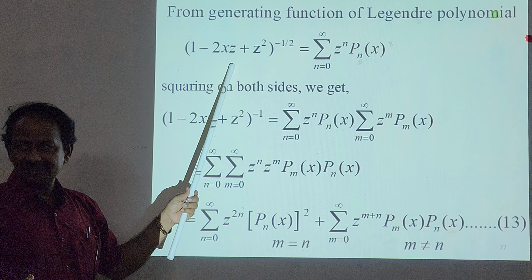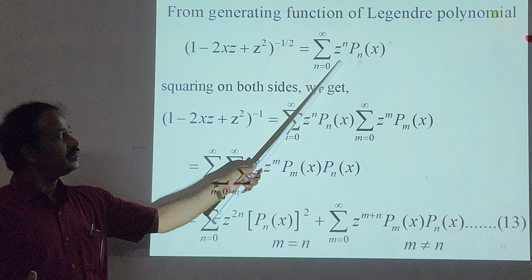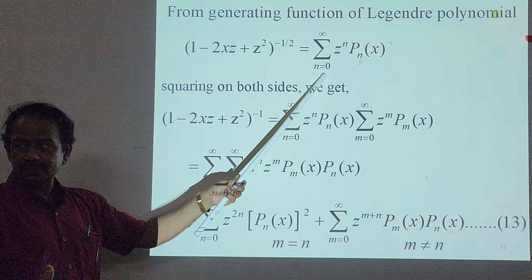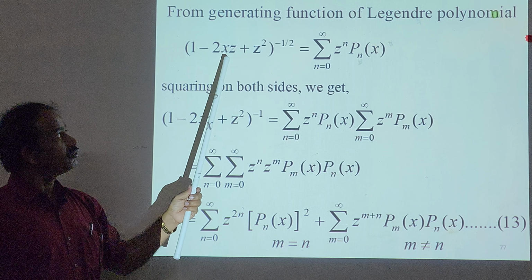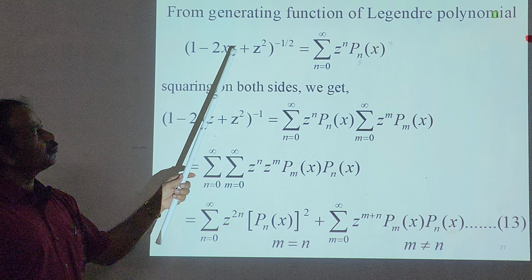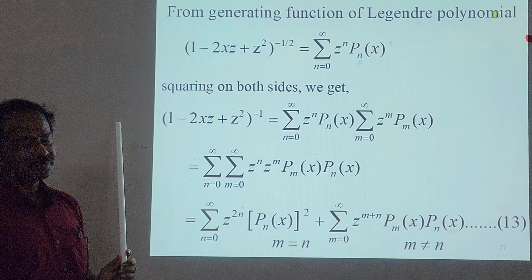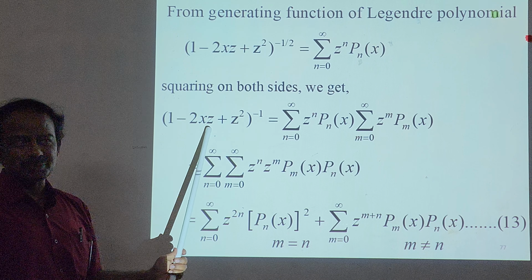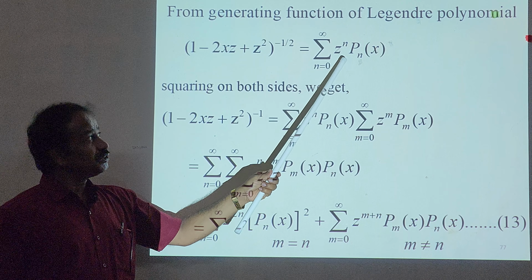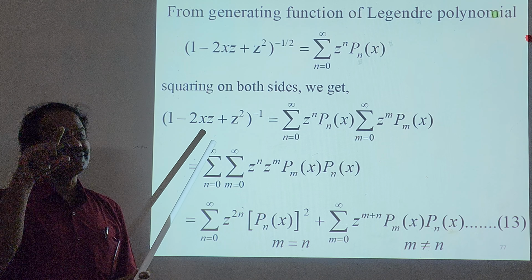So this will generate the first polynomial, the second polynomial, when n equals 0, when n equals 1, when n equals 2. So this will generate the Legendre polynomials. You have to remember this. Now square on both sides. When you square on both sides, the left hand side becomes to the power minus 1. It's very simple.